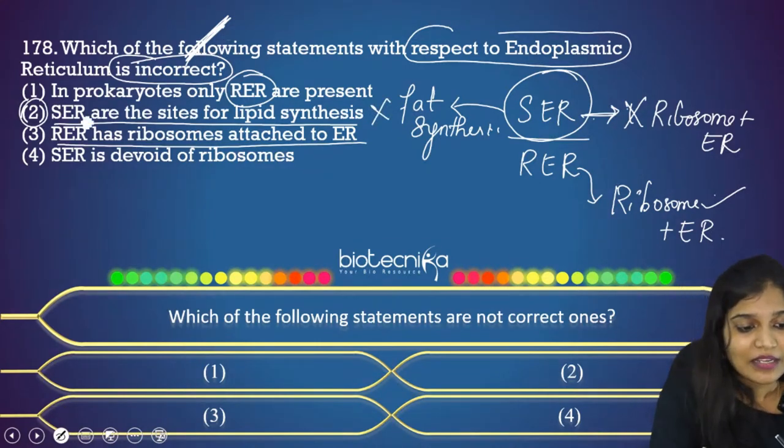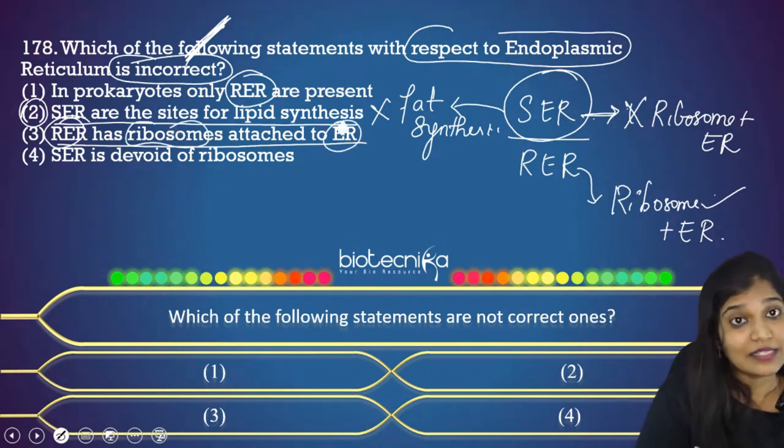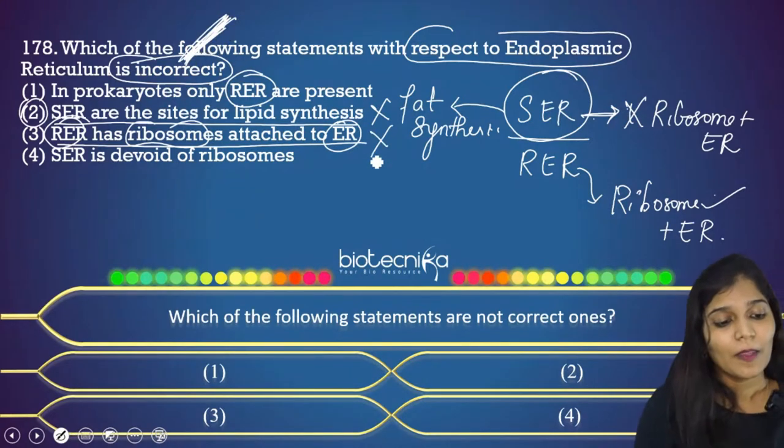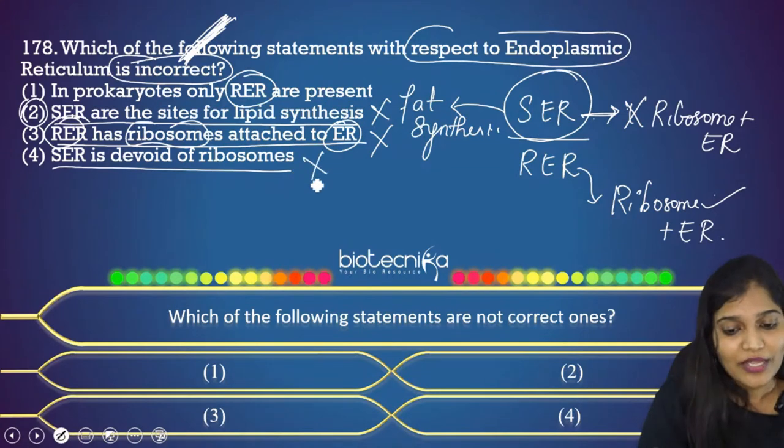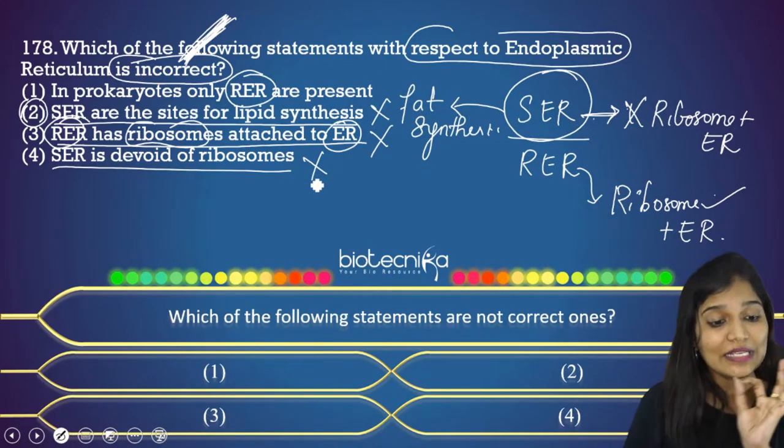The next one, rough endoplasmic reticulum has ribosomes attached to ER. Yes, it is a correct statement. But they asked for incorrect, so let me eliminate this one. SER is devoid of ribosome. This is a correct statement. So I'm just going to eliminate the correct statements because I have to choose the incorrect statement.